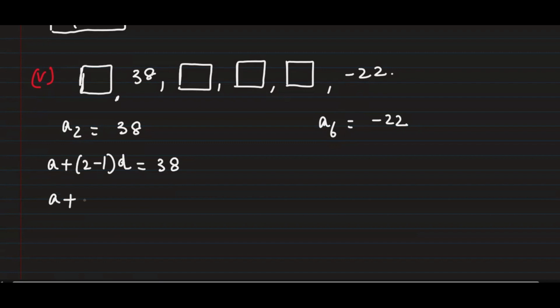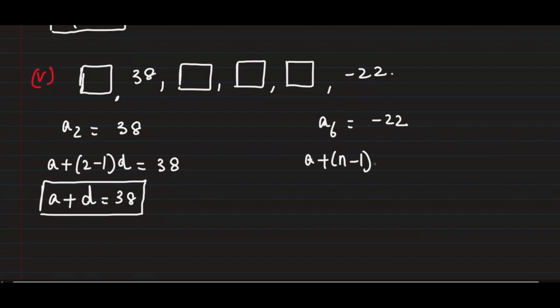So A plus D, 2 minus 1 will become 1. So A plus D is equal to 38. This is the first equation which I've got. Now again, do the same thing for A6 also. So A6 is equal to minus 22. Now A plus n minus 1 into D is equal to negative 22. A plus 6 minus 1 will become 5. So A plus 5D is equal to minus 22. This is the second equation.